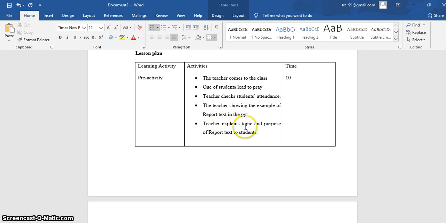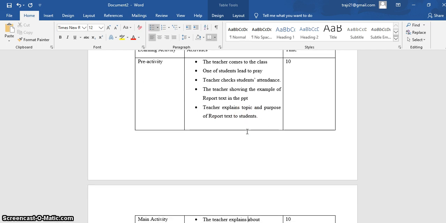and the teacher explains the topic and purpose of the report text to build understanding about the material of report text.